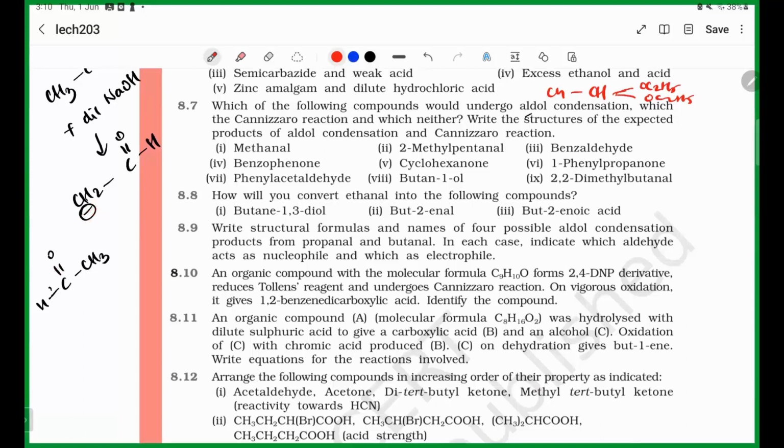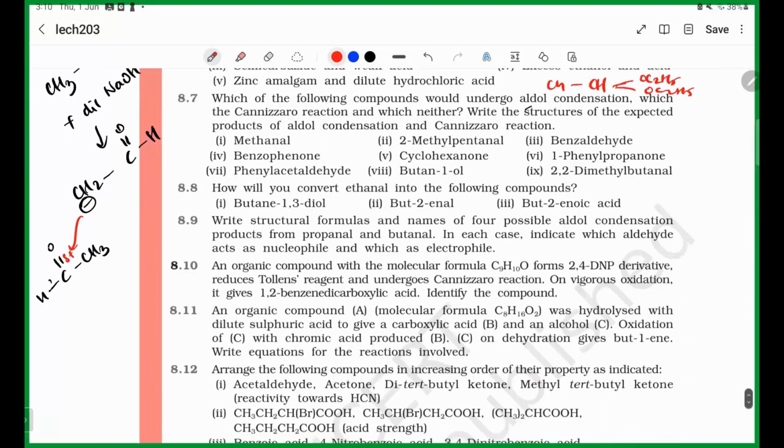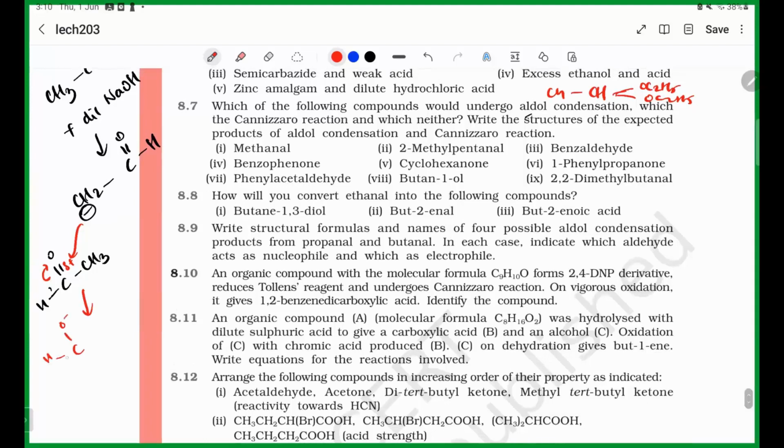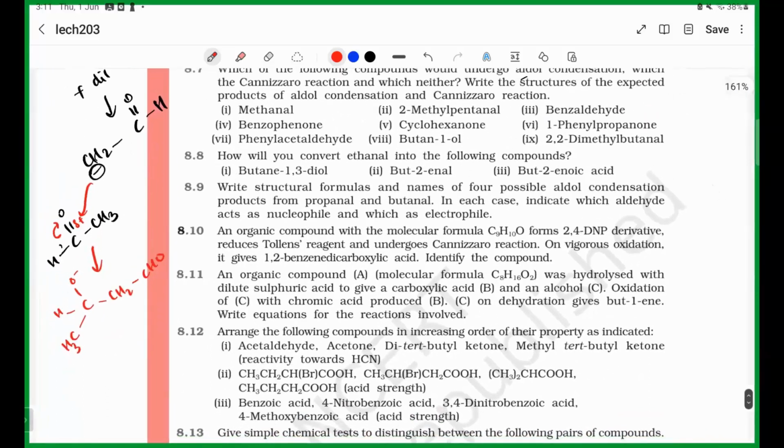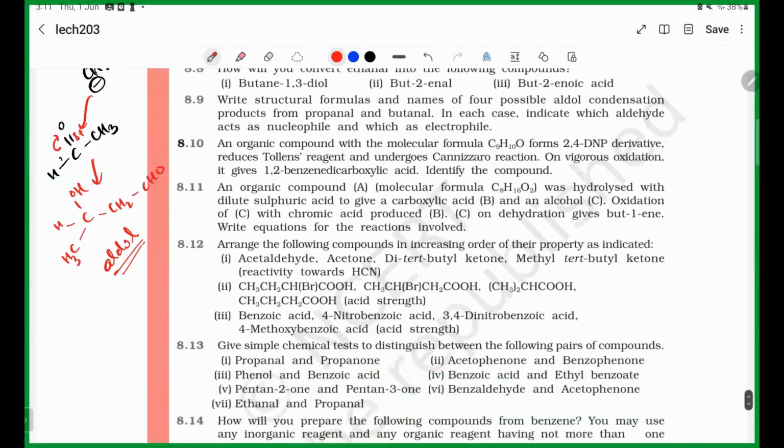So this is going to attack the delta plus of the carbonyl carbon of another molecule. That's going to go there, and you're going to end up with an O minus, H, CH3, CH2, CH. So basically, this is the aldol product. Of course, after acidification, you get a hydrogen here. This is an aldol product because it has an aldehyde and an alcohol. That is the definition of an aldol.